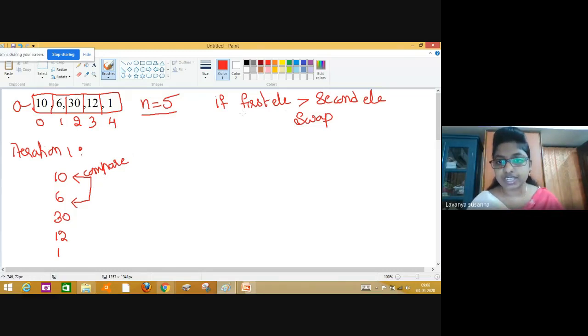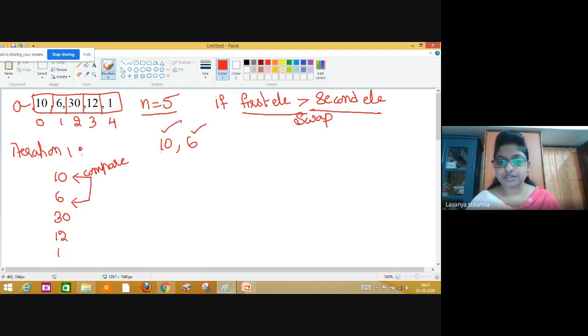See the if condition here: if the first element is greater than the second element, then you need to swap. Swapping means you need to interchange the values. Here you are comparing only 10 and 6, only two elements. The first element is 10, the second element is 6.